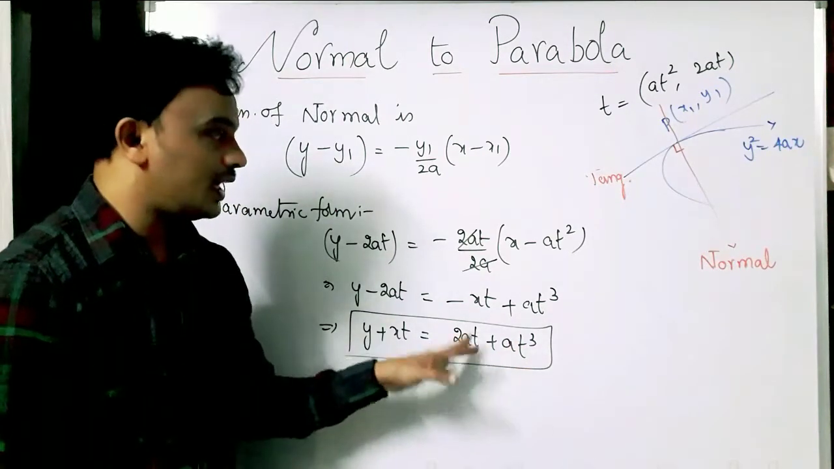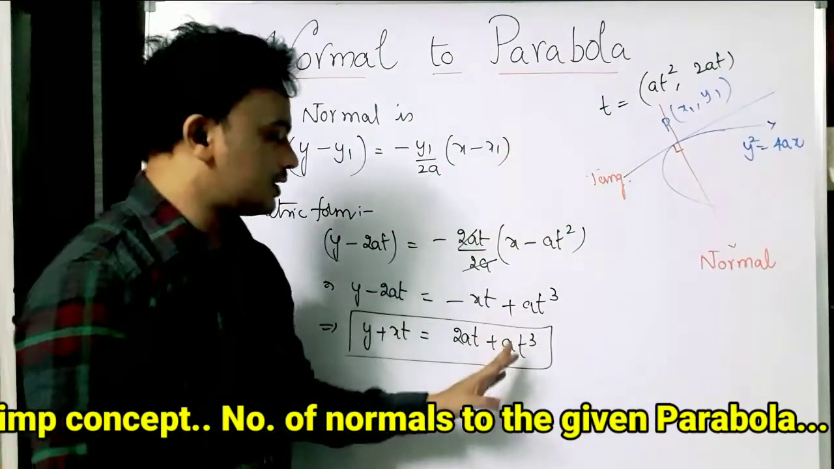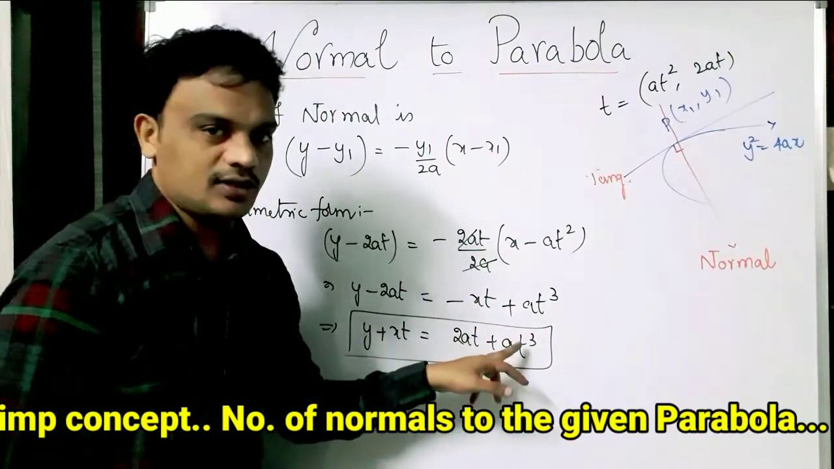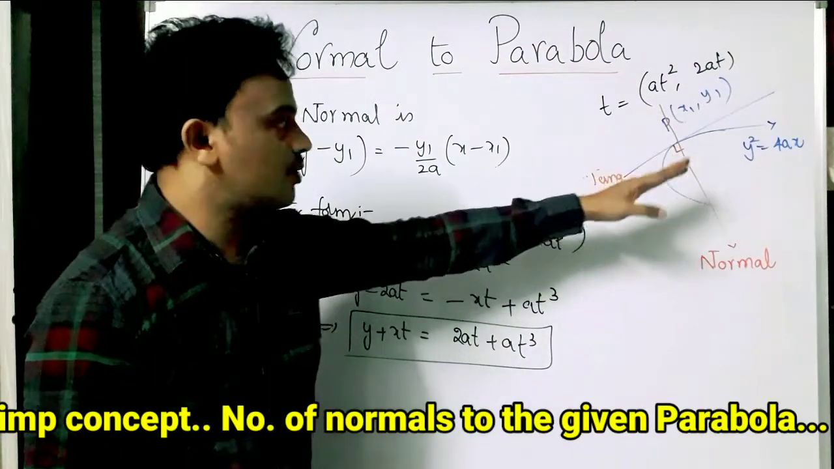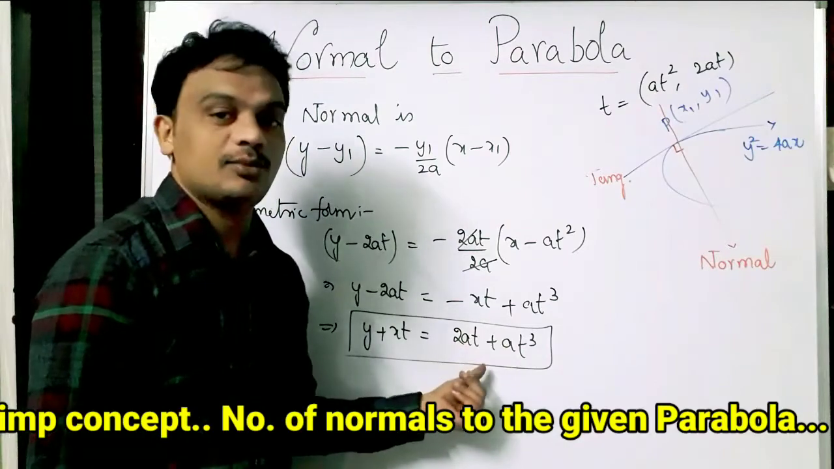So from this I can conclude that at the given point, the maximum number of normals I can draw, in terms of t, is a third degree equation, which means I can draw 3 normals. So, for the given parabola, what is the maximum number of normals we can draw? That's 3 normals. That is one of the very important points.